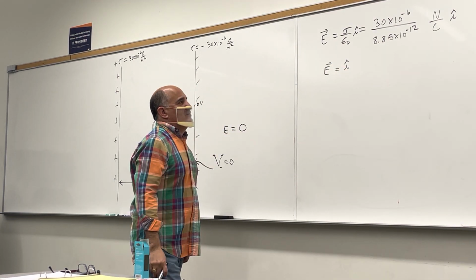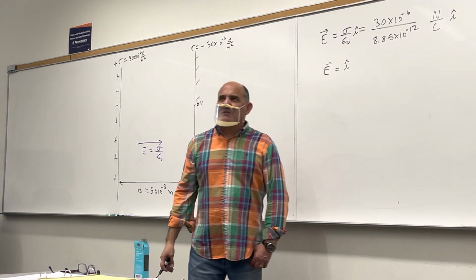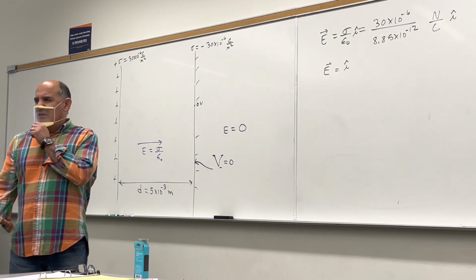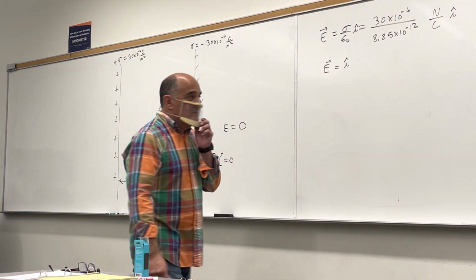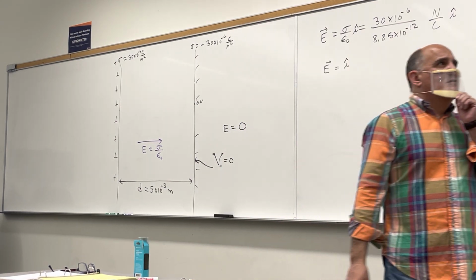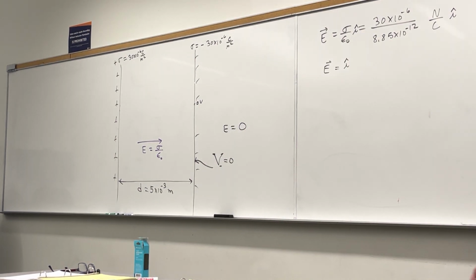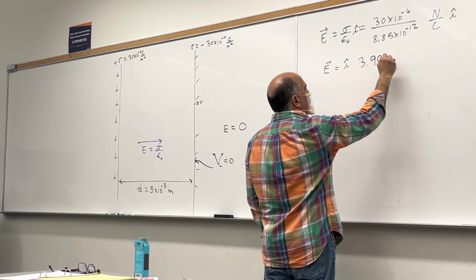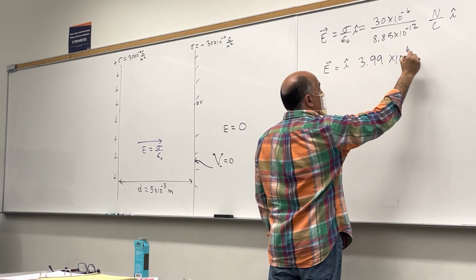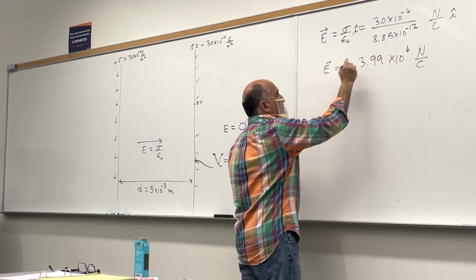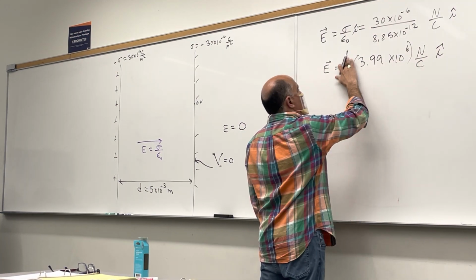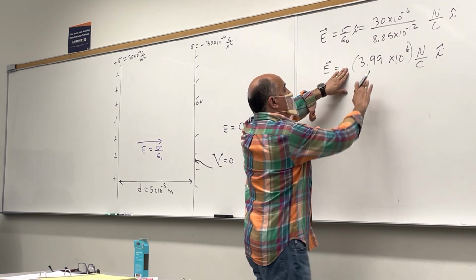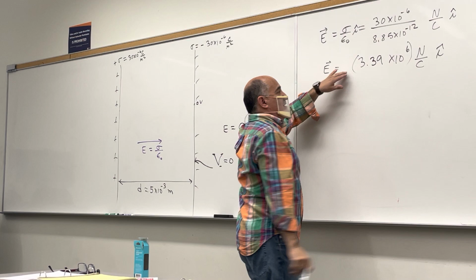So that's 30 million divided by 8.85, so it's like 3 point something, around there. 3.39. So I would keep quite a few decimal places, but for now, let's just say 3.39 times 10 to the 6. All right, let's say that's it. 3.39, not 3.99.